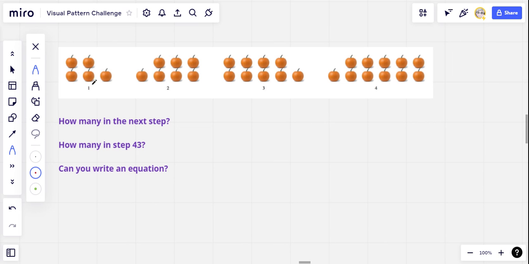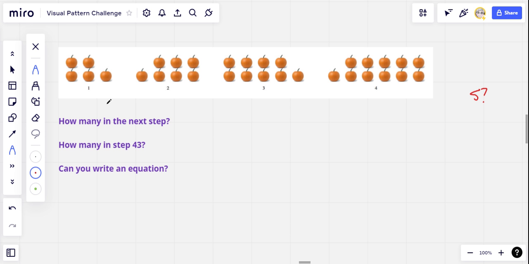Here is our pattern today. Here's step 1, step 2, step 3. They've even given us step 4, and your challenge is to predict the number of apples in step 5. If you can do that, can you also predict the number in step 43? And can you write an equation that could be used to predict the number of apples in any step at all? So that's the challenge. If you'd like to accept it, pause the video and see what you can do.